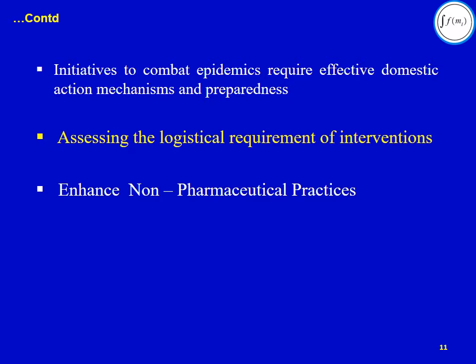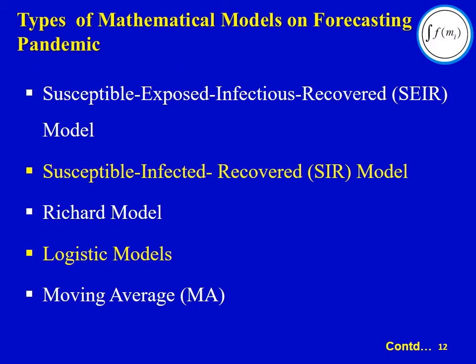And the results of the model are useful to enhance non-pharmaceutical practices to control the outbreak. There are various types of mathematical models used by global researchers on forecasting pandemic situations, including COVID. Susceptible, exposed, infected, recovered, SEIR, and SIR, Richard. Those are static models. Logistic is another static model.